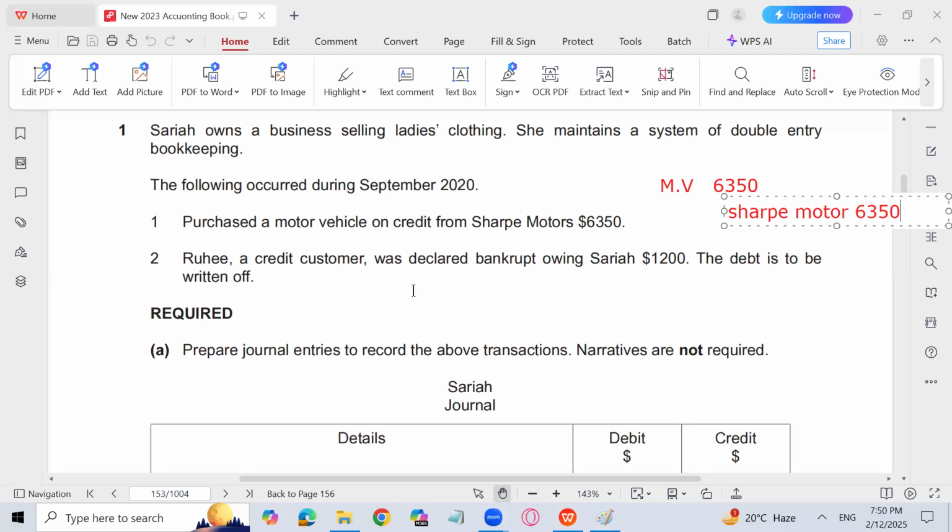Next, Ruhi, a customer, was declared bankrupt owing Saria 1200. The debt is to be written off. So Ruhi was our trade receivable, but now he has been declared bankrupt, and the amount should be written off as bad debt. This has become irrecoverable debt. So we will pass the entry: irrecoverable debt debit with 1200, and credit the trade receivable. But when the name is given, which is Ruhi, you will use the name. Irrecoverable debt debit as an expense, and Ruhi, a decrease in asset, is credited. We will not use the name trade receivable, we will use the name Ruhi because the name is given in the question.